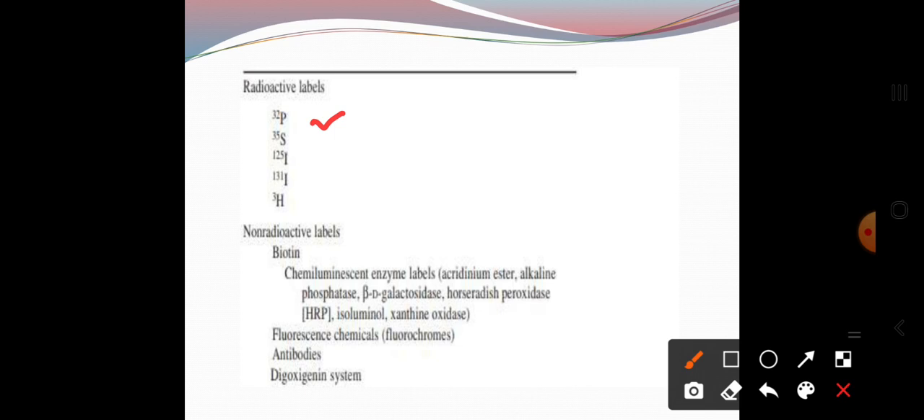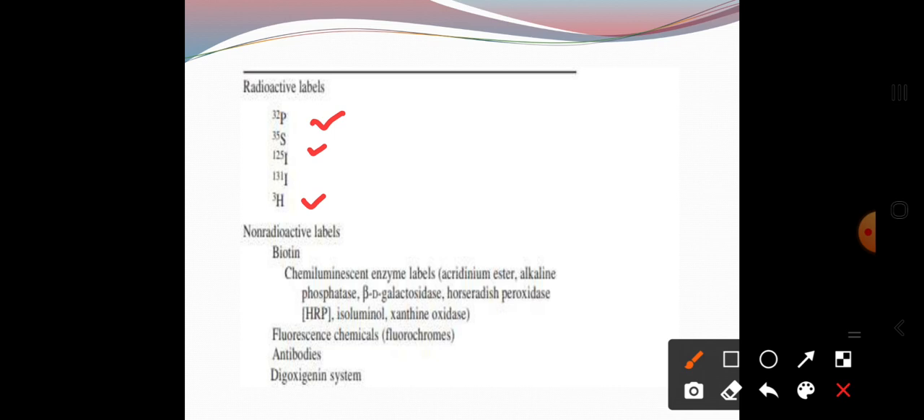Another one is the sulfur labeled isotope. It has a longer half-life and is a useful radioisotope. It is more stable and less sensitive, and can provide higher resolution in autoradiography. Another one is hydrogen labeled probes. It is used for in situ hybridization and is considered the longest half-life labeled probe.